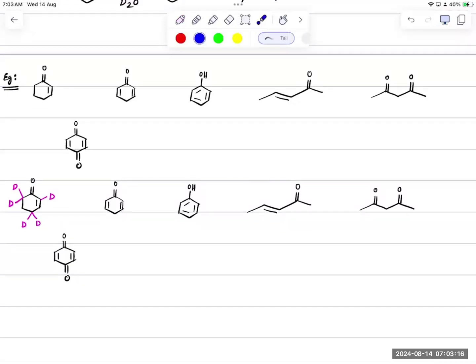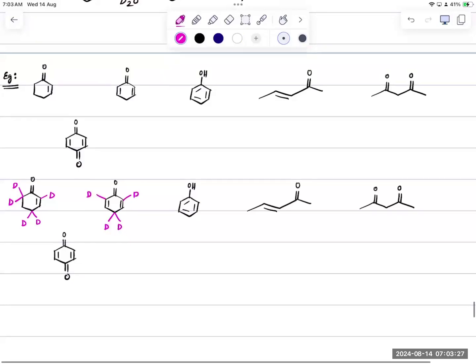Next, here you can see these two. These two will get deuterium exchange. Due to resonance, this one will also get deuterium exchange. And here also it will get deuterium exchange. So 4.